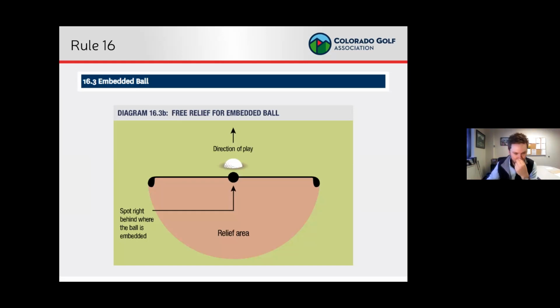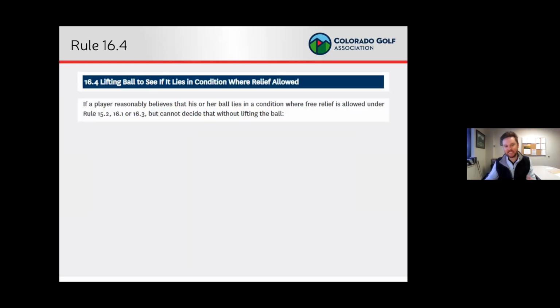Exactly. All right, so our last thing is 16.4. This segues nicely coming out of 16.3. And it says if a player reasonably believes that his or her ball lies in a condition where free relief is allowed under 15.2, which is immovable obstruction, 16.1, which is abnormal course condition, or 16.3, which is the embedded ball, but can't decide without lifting the ball.